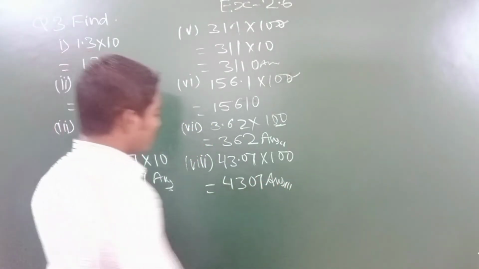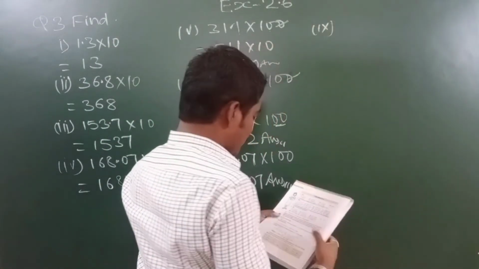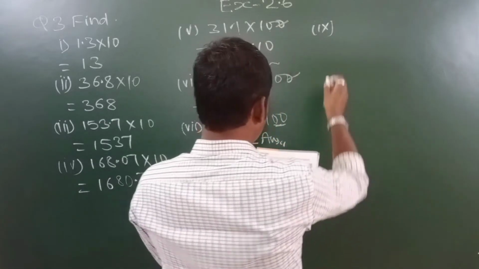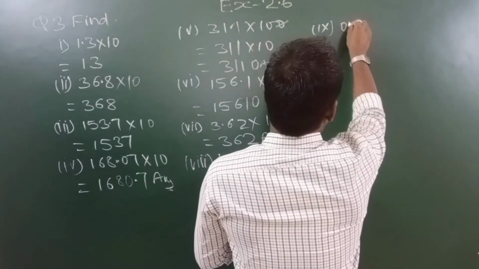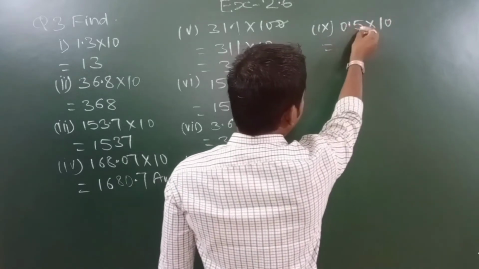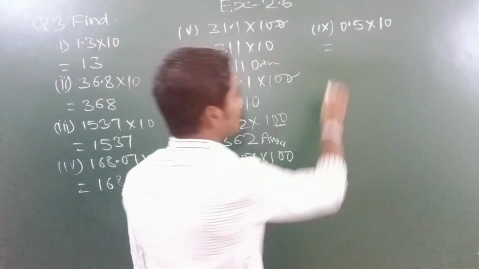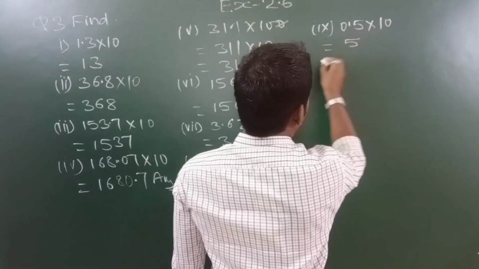Okay, now moving to the next segment, segment number 9, students. Segment number 9 is saying to multiply 0.5 into 10. Such questions we have already multiplied. Here after the decimal 1 digit, multiplied by 10, so both of them will cancel each other and finally we will have 5 as our answer.